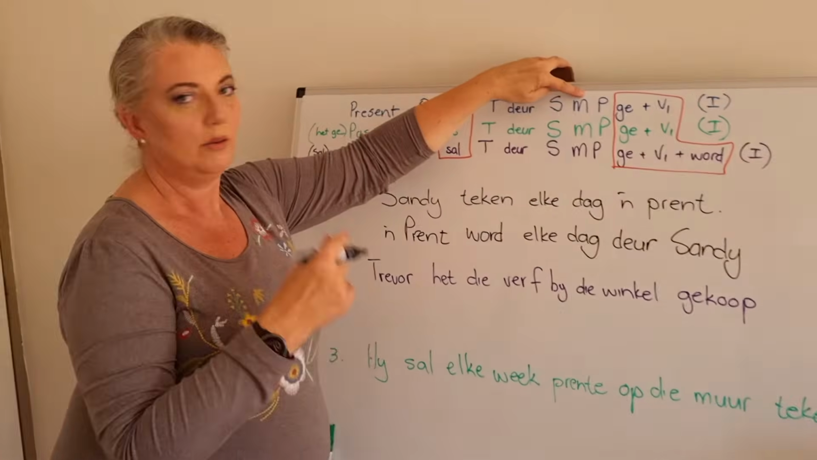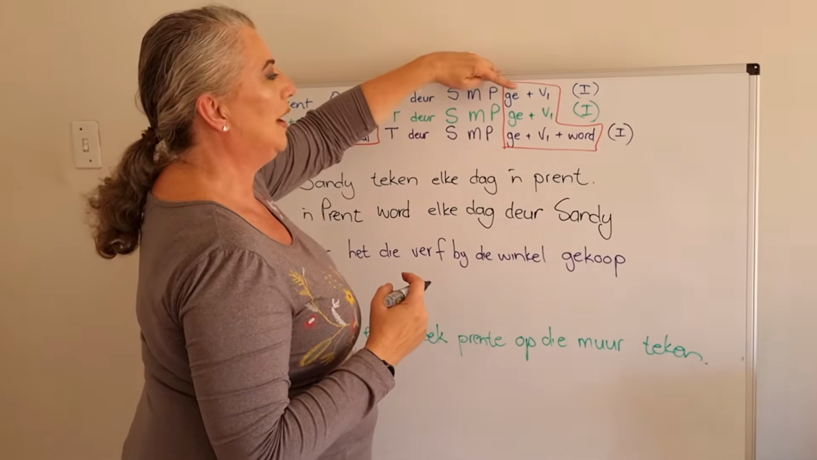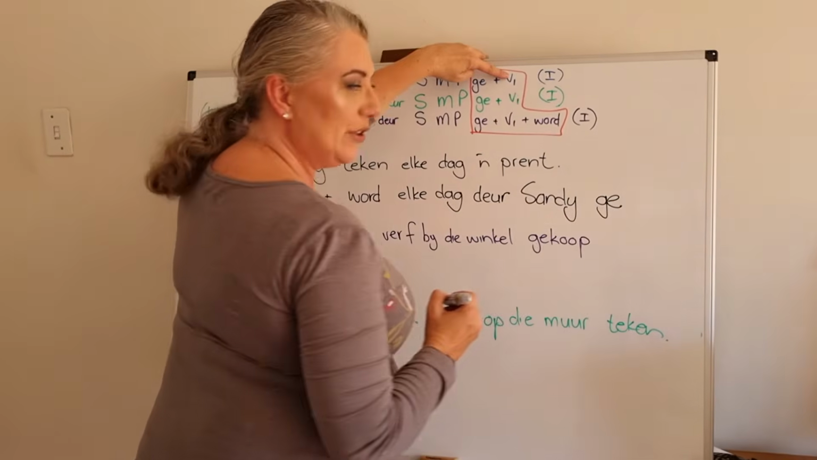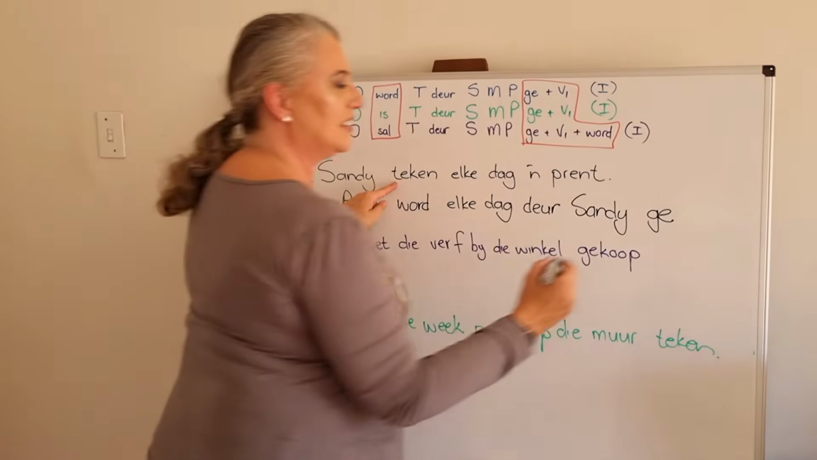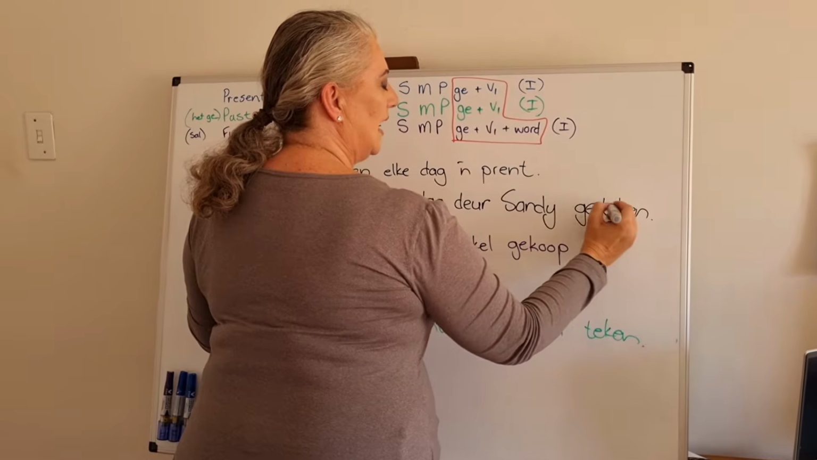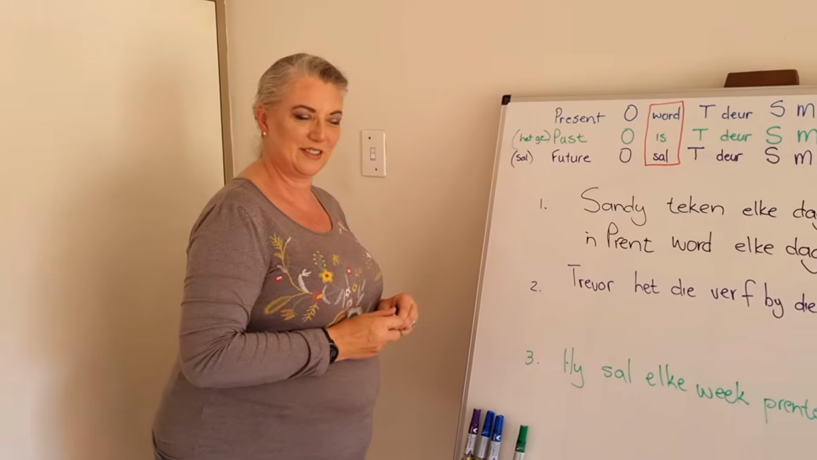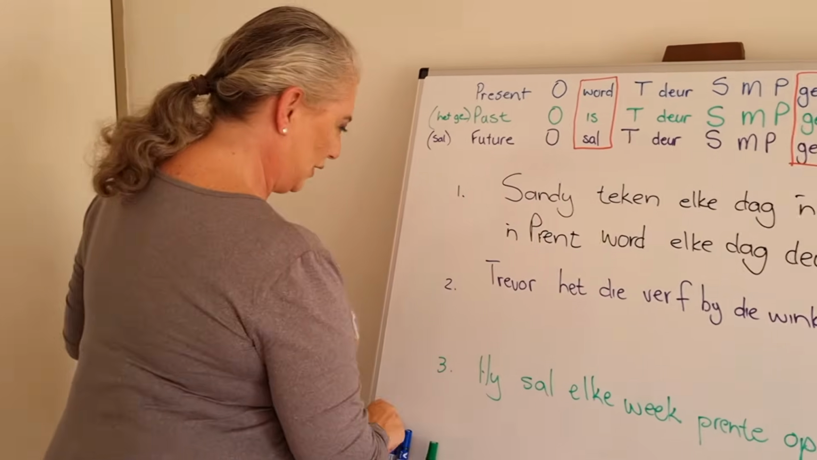Is there manner? No. Is there a place? No. What comes next? Ge. Verb 1, remember verb 1 was teken, so we just add teken. And there you have your passive voice sentence, bedrywende sin. Let's have a look at the next one.